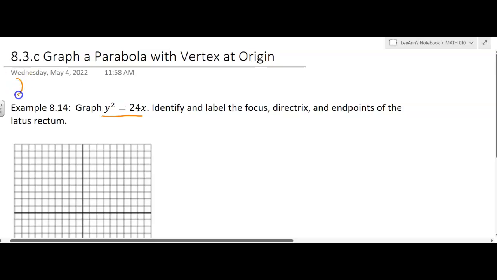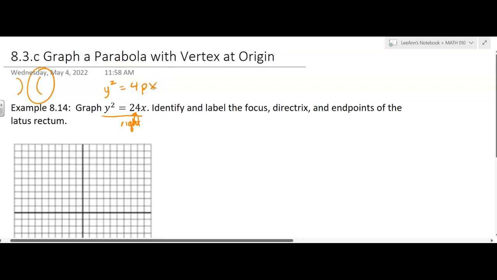That means it's going to be either this way or this way. Now, I'll give you a little hint. If this number here is positive, then it's going to be opening to the right. This is going to open to the right. So it's going to be this kind, all right? That'll be helpful to us. We know it's in the form y squared equals 4px, okay?